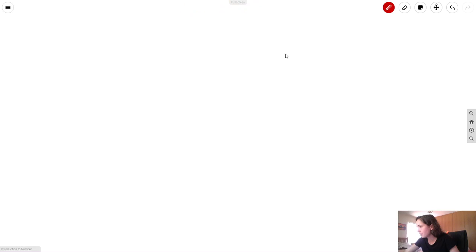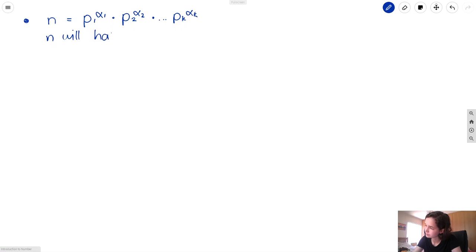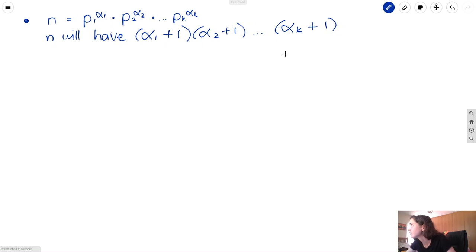Okay. Now looking at another rule. Remembering that we wrote n as being equal to this, according to the fundamental theorem of arithmetic, we can say that n will have alpha 1 plus 1, alpha 2 plus 1, up to alpha k plus 1 divisors, not prime divisors. Divisors or factors, if we want to say that.